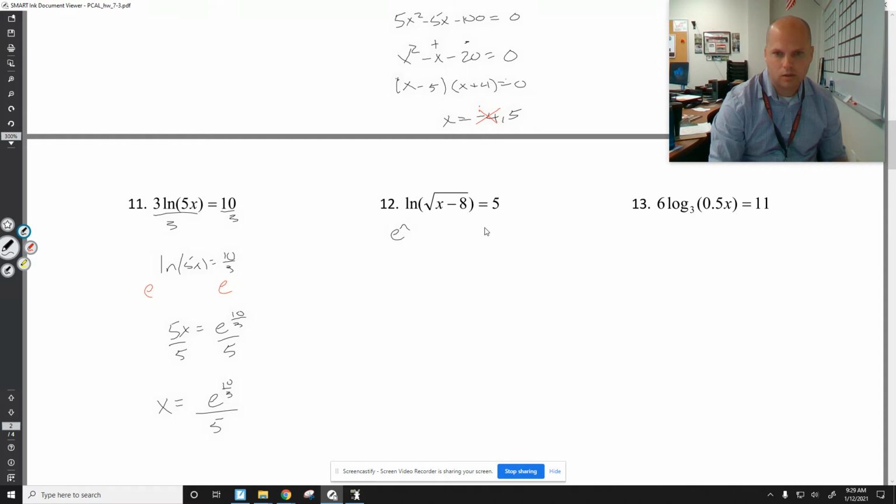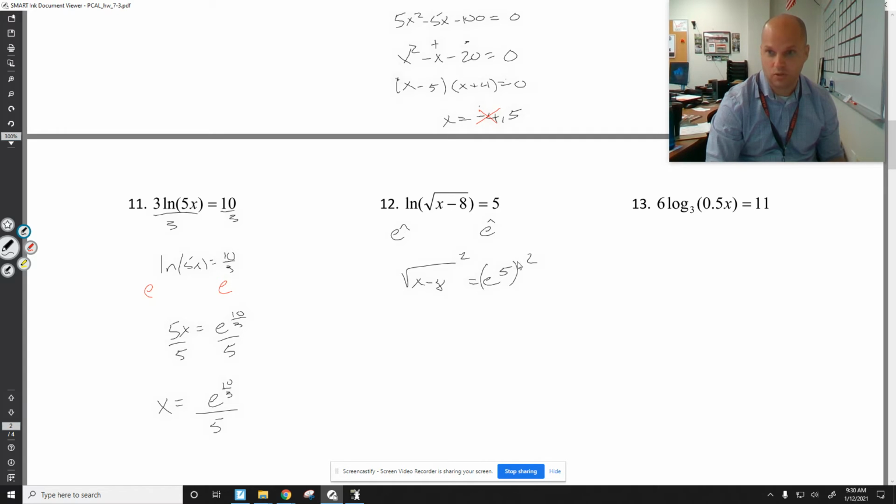So log is a natural log. I call it log because we use it so much in calculus. We just use log instead of saying natural log. So natural log, to get rid of that, that's a log base e. You take e to the power of both sides. You get the square root of x minus 8 equals e to the 5th. I'm ready to get rid of things here. I got to get rid of the square root. Then I'll get rid of the negative 8. So I'll square both sides.